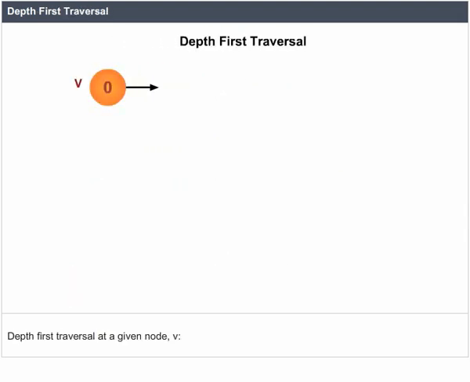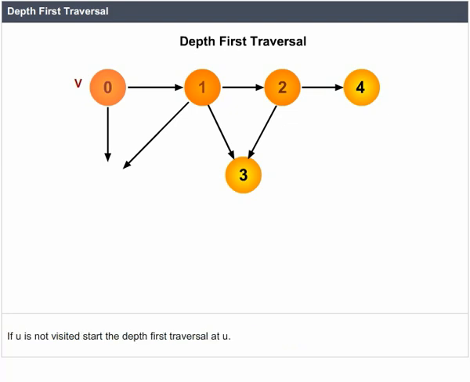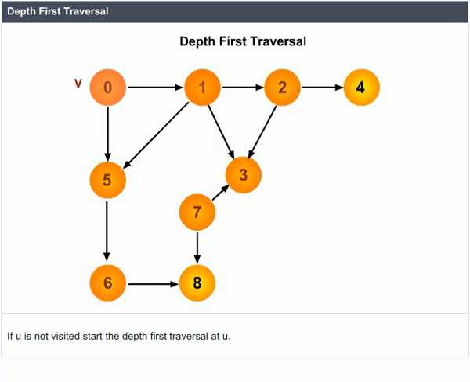Depth-first traversal. Depth-first traversal at a given node V: Mark node V as visited. Visit the node. For each vertex U adjacent to V, if U is not visited, start the depth-first traversal at U.